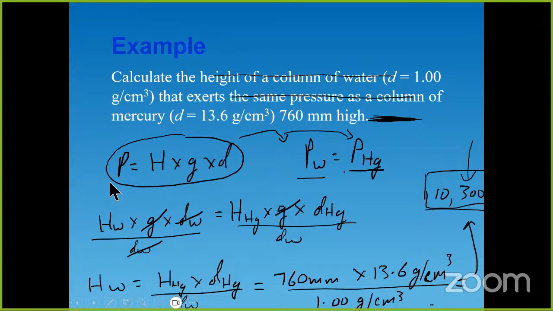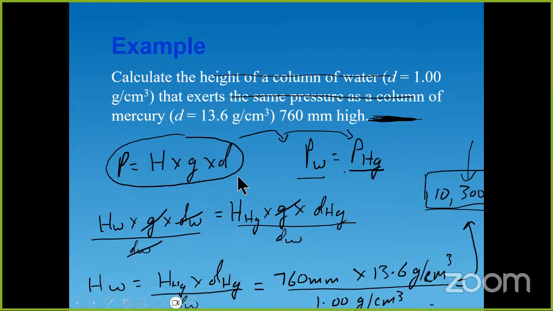So remember, the formula I gave you earlier, which relates the pressure exerted by a column to the density and height of the column. This is the equation right here. P is equal to H times G times D, right? The height of the column times G, the acceleration due to gravity, times the density, right? Now, the question specifically says that the height of the water column exerts the same pressure as the column of mercury. So that's what I'm basically writing down here. The pressure exerted by the water column is equal to the pressure exerted by the mercury column, all right?